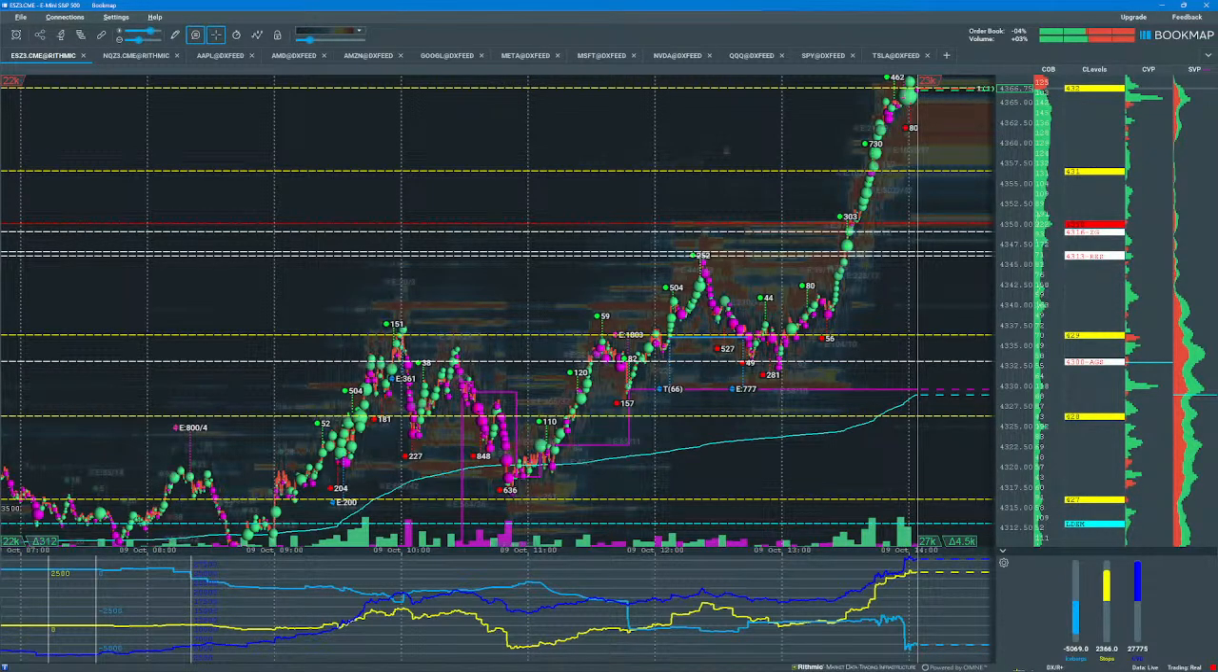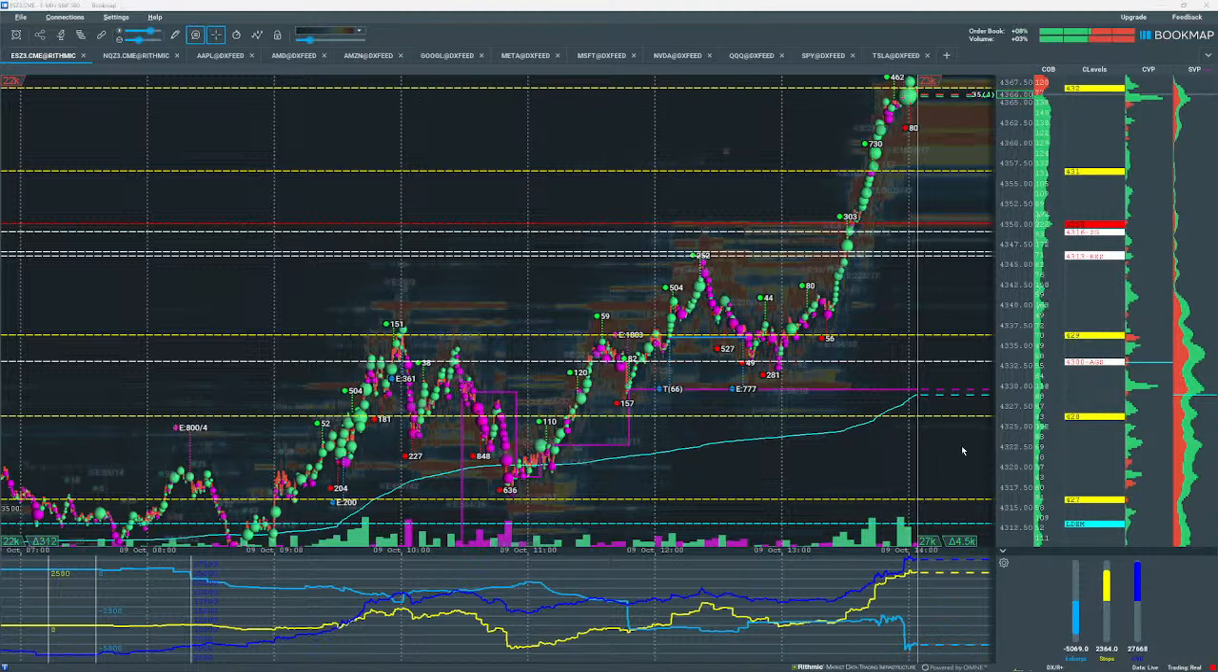All right, so here's that launch higher right around 1 o'clock as traders started taking positive delta positions again, right at the SPX 4,300 level. All right, let's take a look at NASDAQ now.